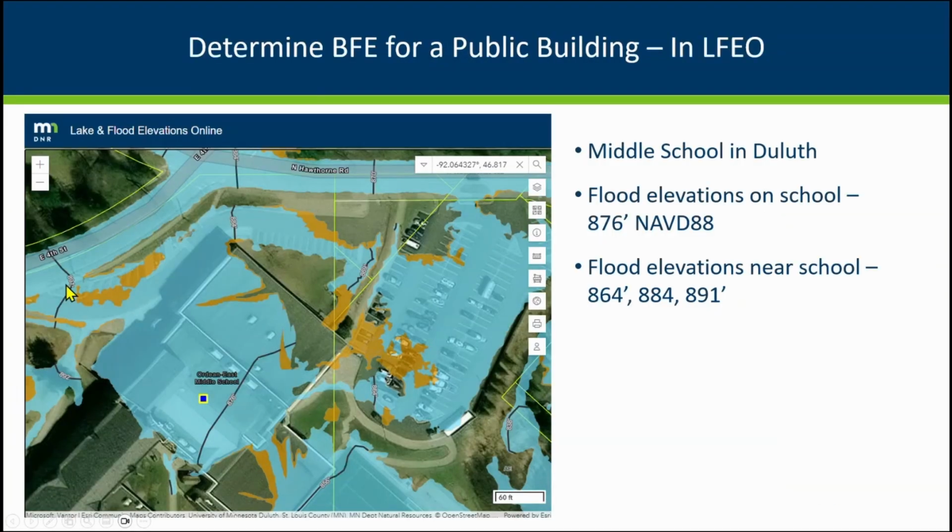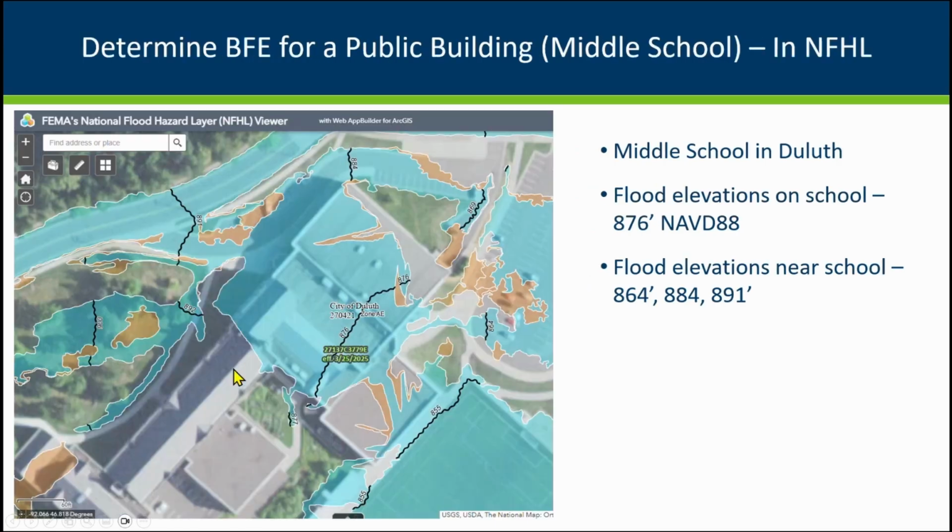And then we look at what elevations we have in the area, and they don't go in nice 1 foot increments or 2 foot increments. Here we've got 855, we've got 876, 864, 891. They're all over the place. And here I've got some of those elevations that were near the school and on top of the school. So if I'm trying to figure out what the BFE is, that's a really tough call at this site.